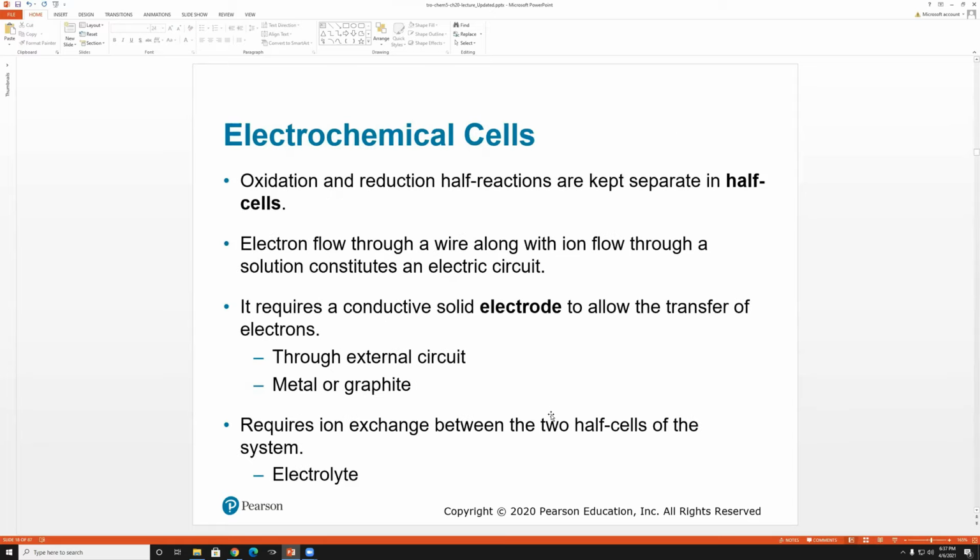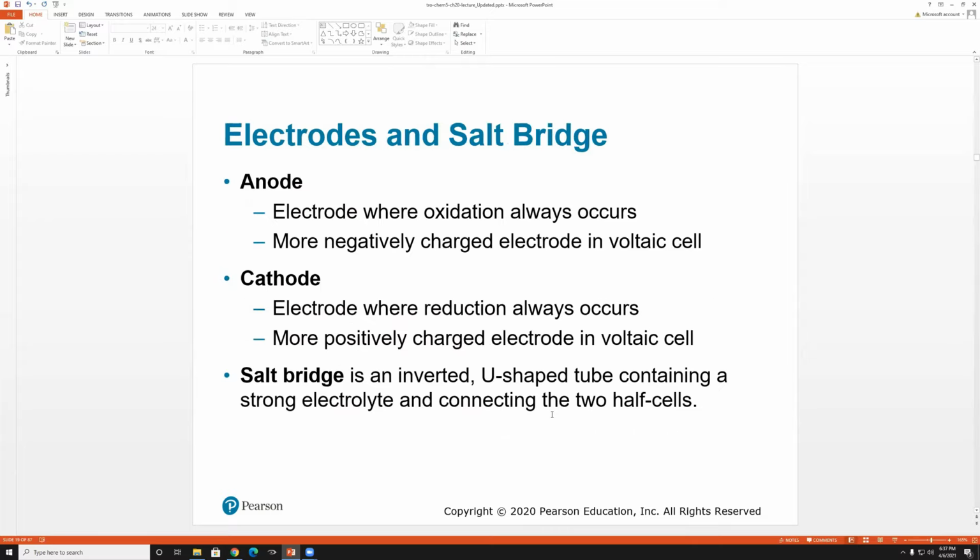And we also have electrodes, which are involved in this galvanic cell. And we'll talk about that once we see them. We have anodes and cathodes. We've seen these words before. An anode is where something's being oxidized.